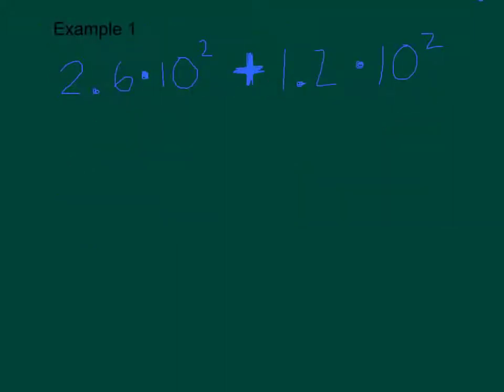When adding numbers in scientific notation, the way you know that the decimals line up is to make sure that the exponents are the same. In this problem, both exponents are 2. So we have to go to our second step, which is just simply to add the coefficients together. 2 and 6/10 plus 1 and 2/10 equals 3 and 8/10.